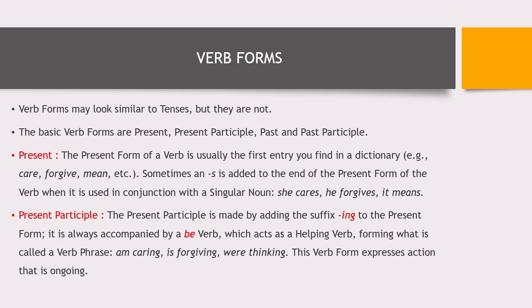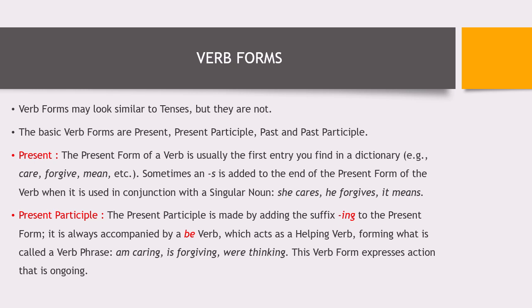The basic verb forms are present, present participle, past, and past participle. Present. The present form of a verb is usually the first entry you find in a dictionary, for example, care, forgive, mean, etc. Sometimes, an s is added to the end of the present form of the verb when it is used in conjunction with a singular noun. She cares, he forgives, it means.